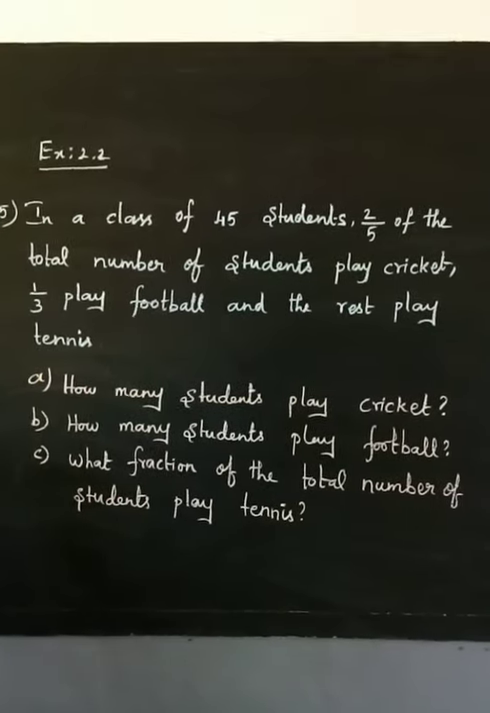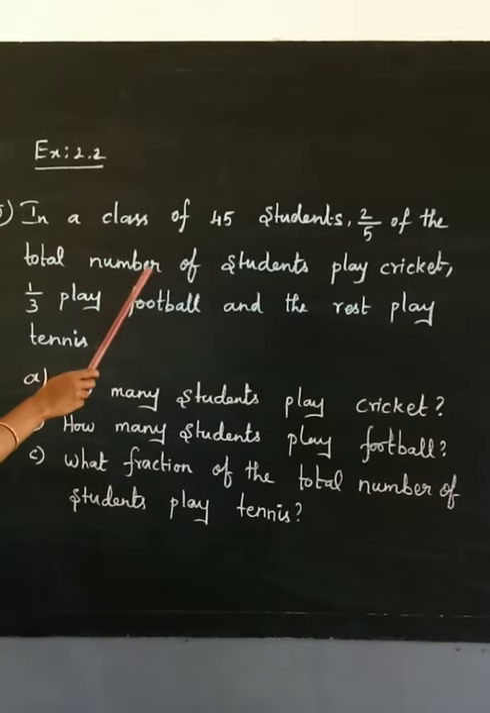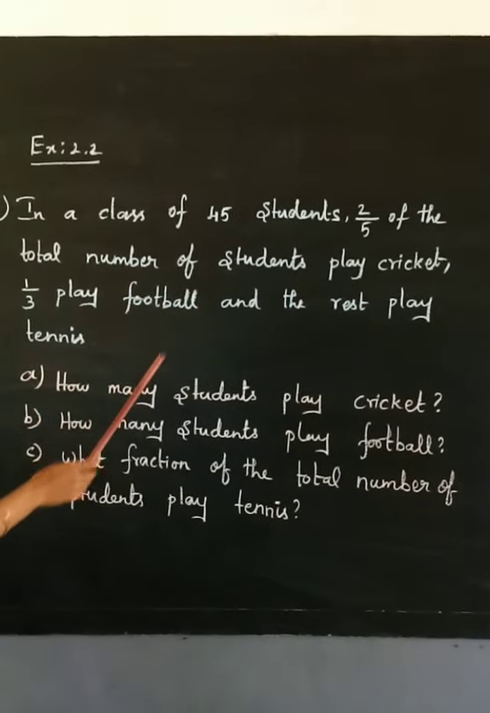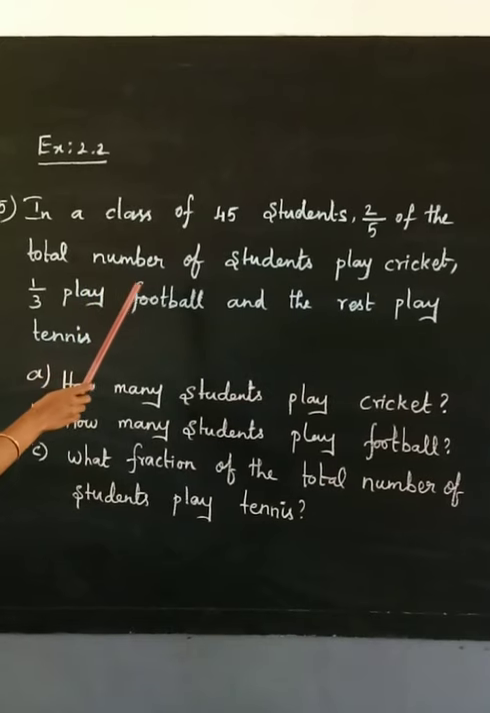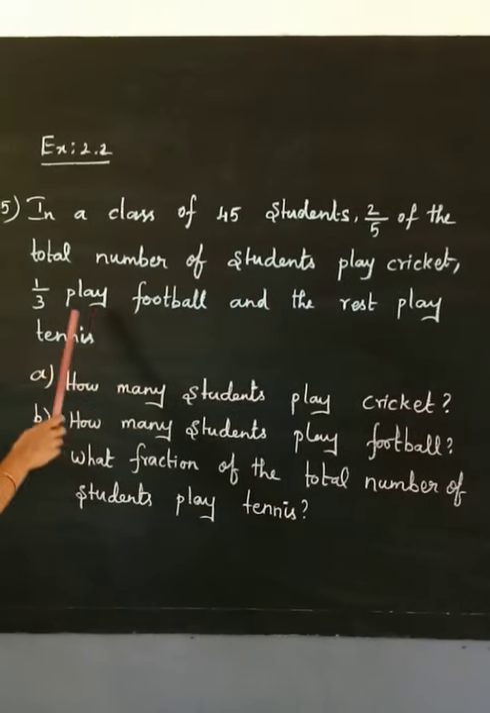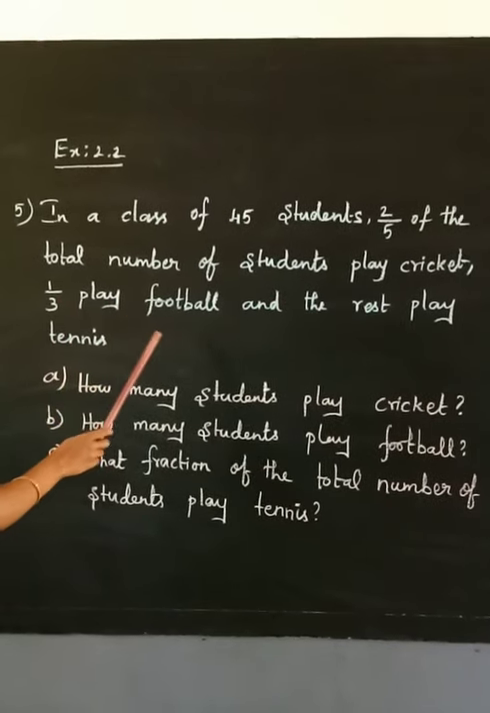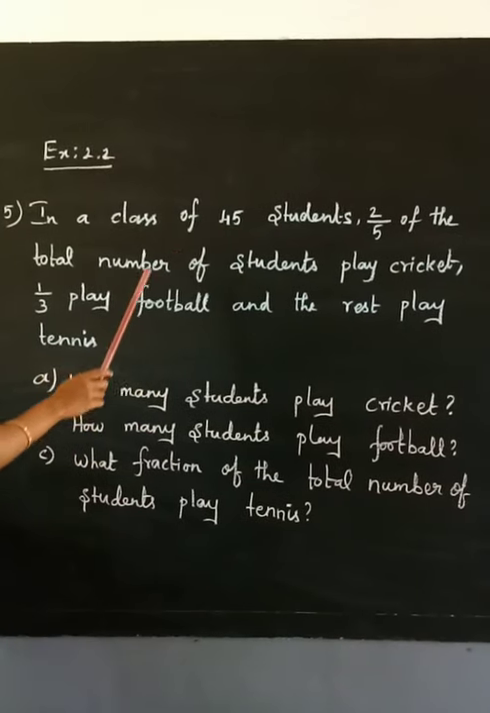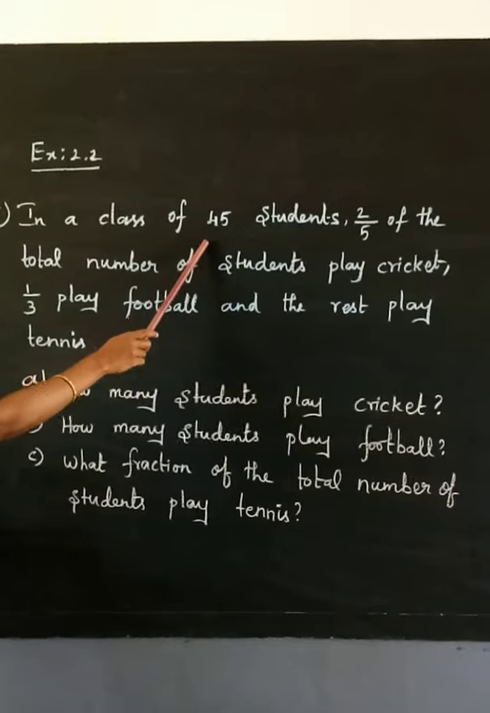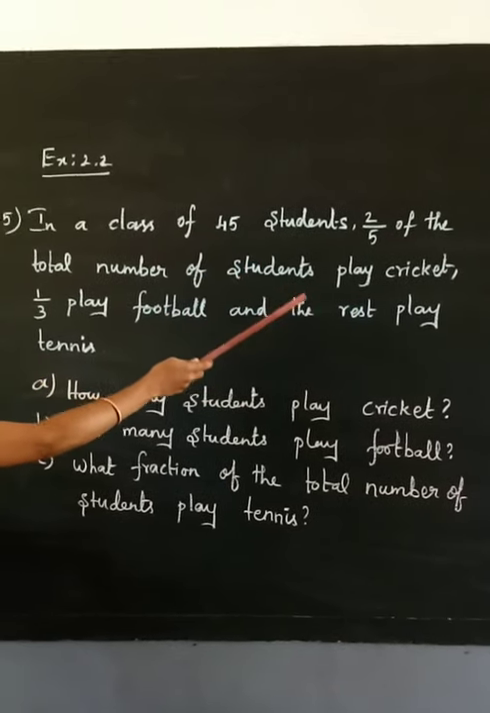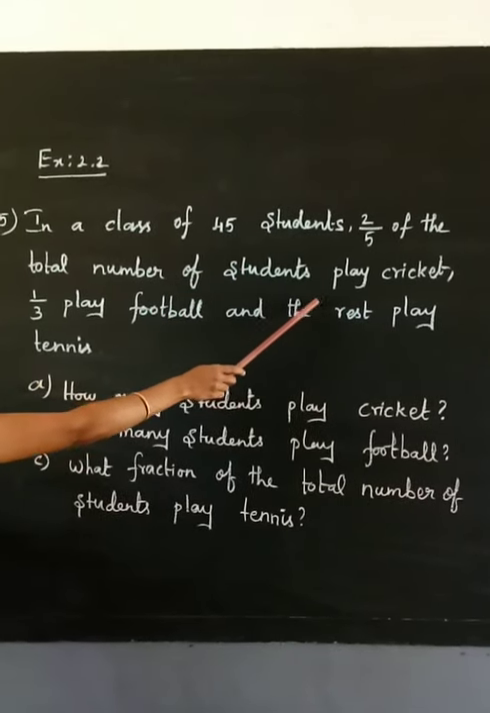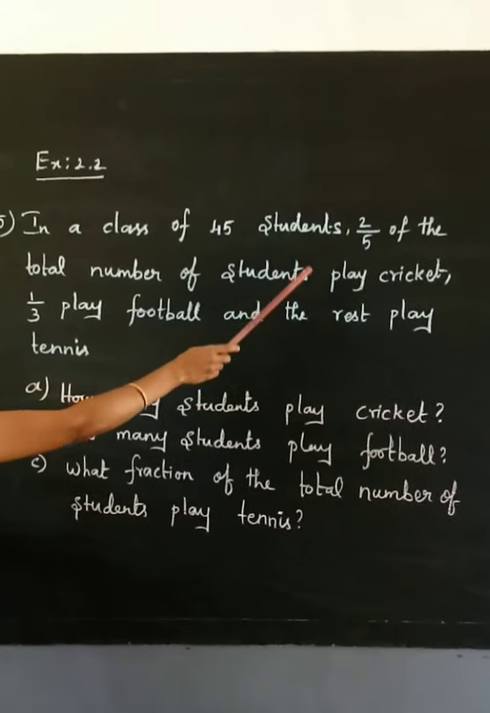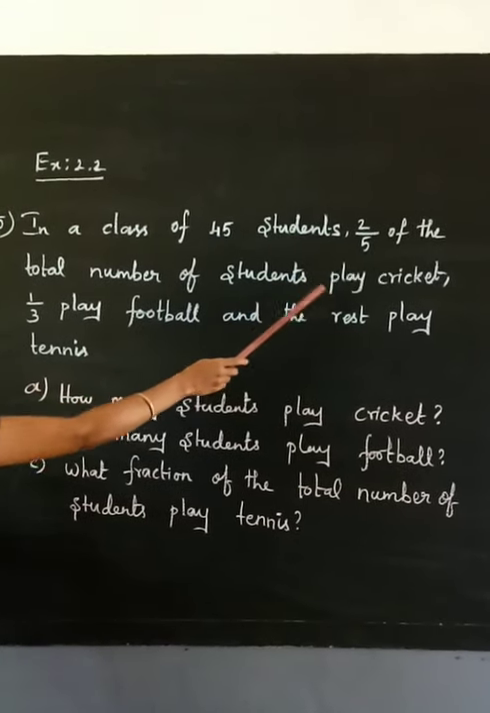Sum. In a class of 45 students, 2 by 5 of the total students play cricket, 1 by 3 play football and the rest play tennis. The total number of students given is 45. Among the students, we don't know how many play cricket. They have given the fraction, and we have to find the whole number.